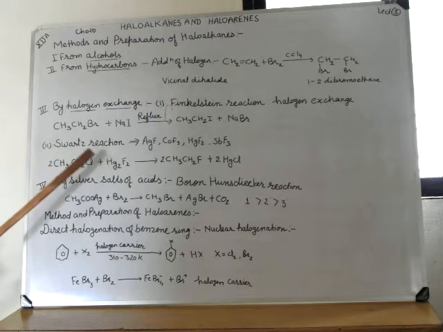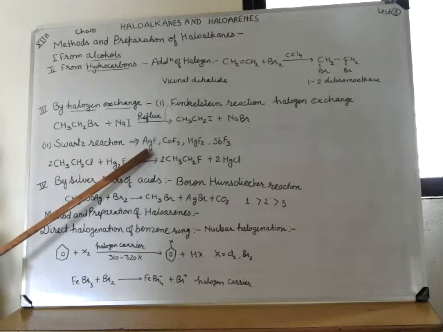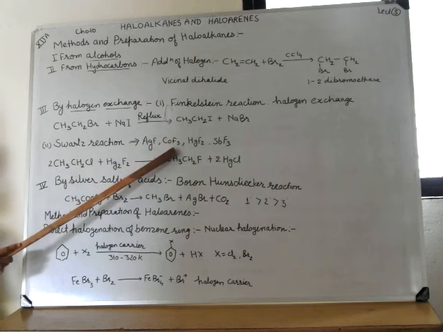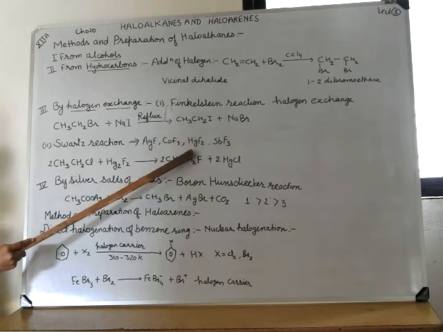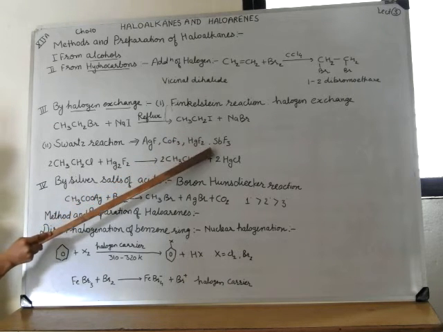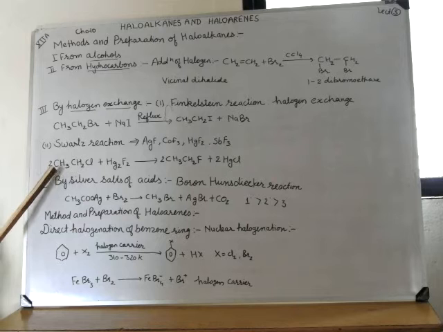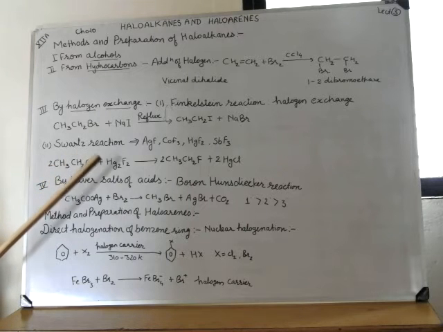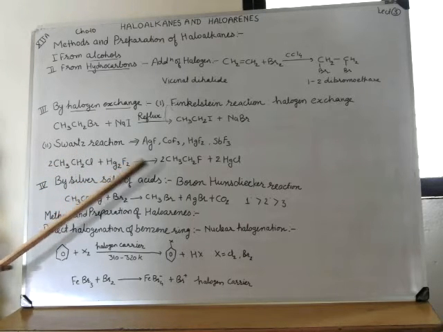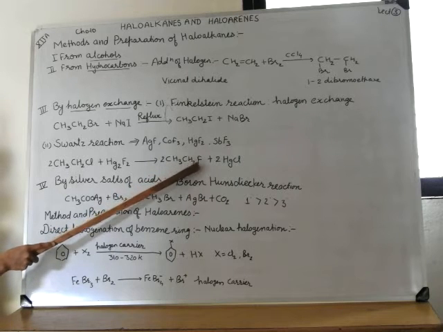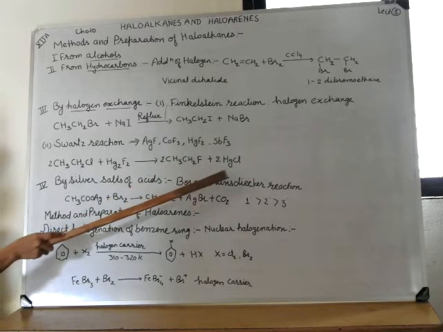Second is the Swarts reaction. In the presence of silver fluoride, cobalt fluoride, mercury fluoride or SbF3, when chloroethane reacts with Hg2F2, it gives fluoroethane and HgCl2.